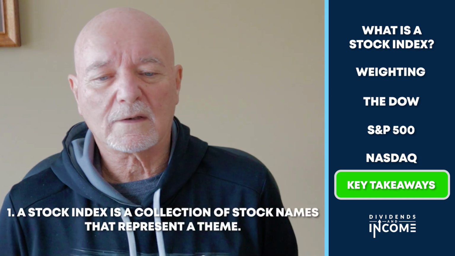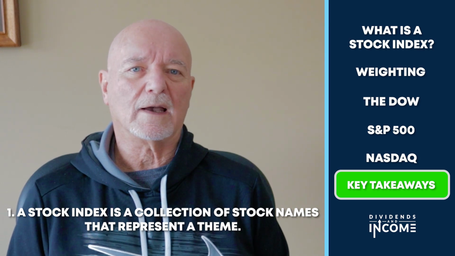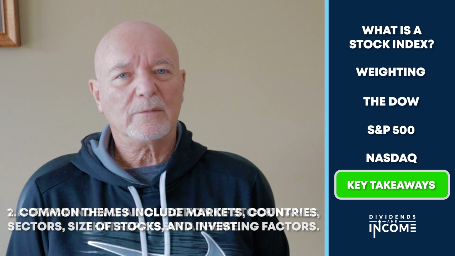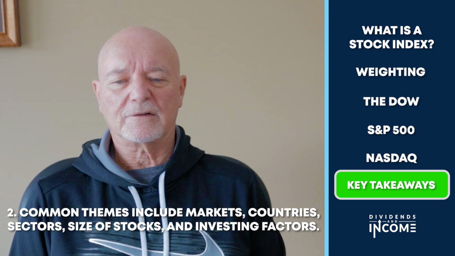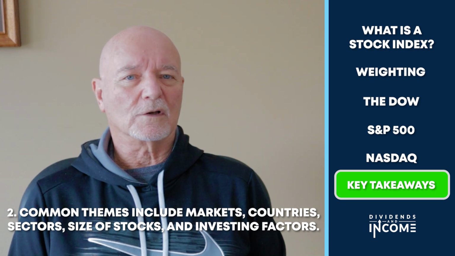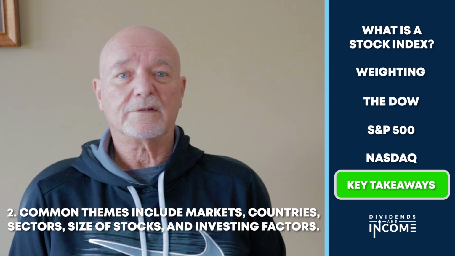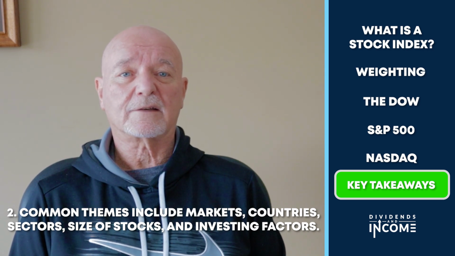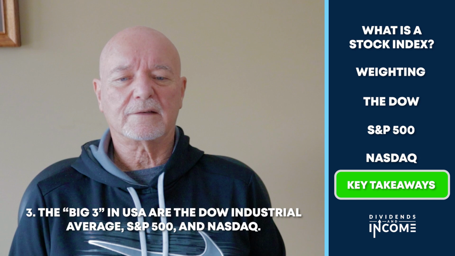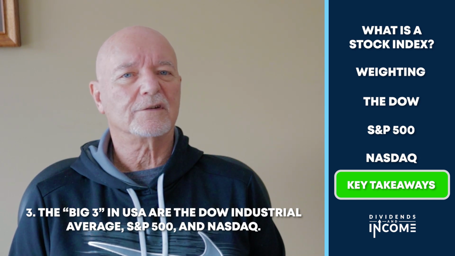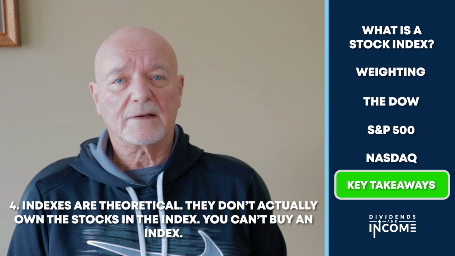Key takeaway number 1, a stock index is a collection of stock names that represent a theme of one kind or another. Takeaway number 2, common themes that you see in stock indexes include markets, countries, economic sectors, the sizes of stocks, and what are known as investing factors that are sometimes singled out as the reason to form a portfolio of stocks around that particular factor. Takeaway number 3, the big three stock indexes in the United States are the Dow Jones Industrial Average, the S&P 500, and the NASDAQ. Takeaway number 4, indexes are theoretical.